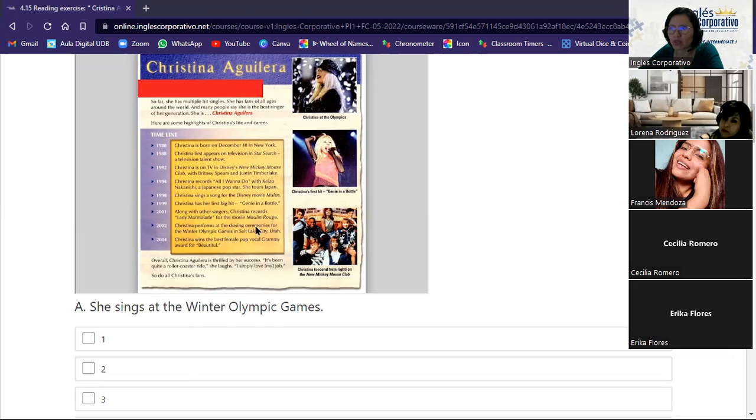Christina performs at the closing ceremonies for the Winter Olympic Games in Salt Lake City, Utah.